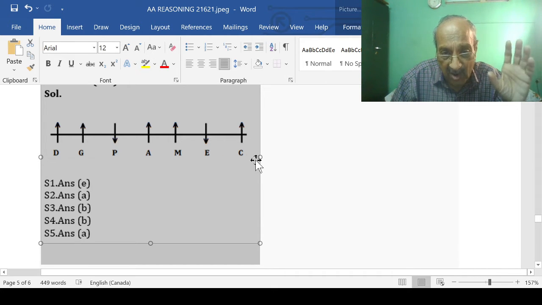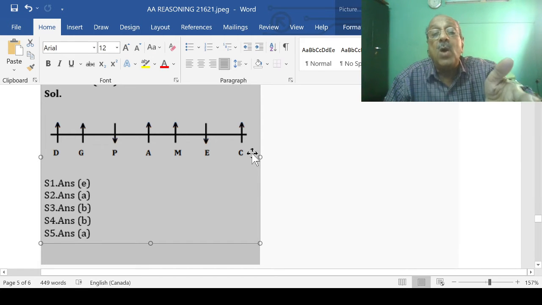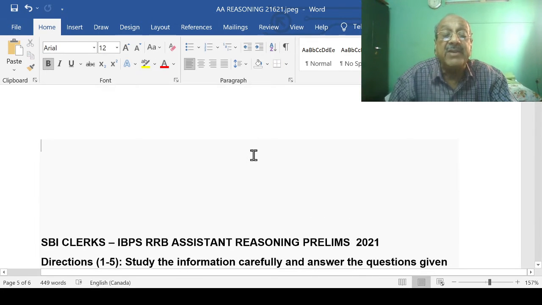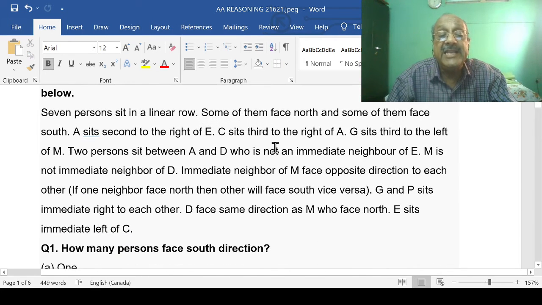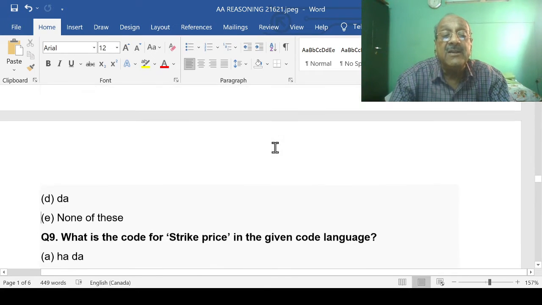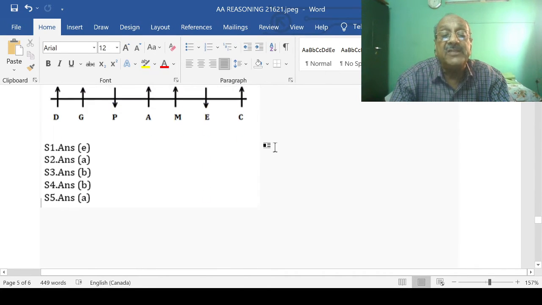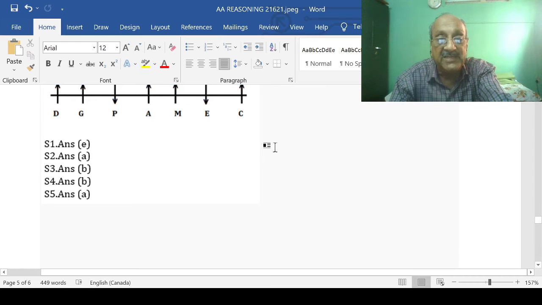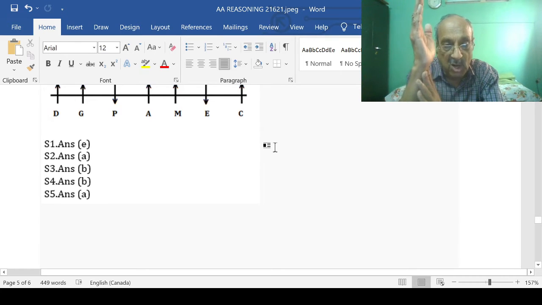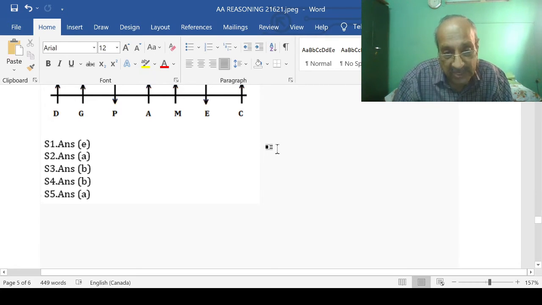E and C are facing somewhere, they are giving. One is sitting to the left of the other person. That is what is the question they have given: E sits to the immediate left of C. So that way this person is sitting towards north and this fellow towards south.